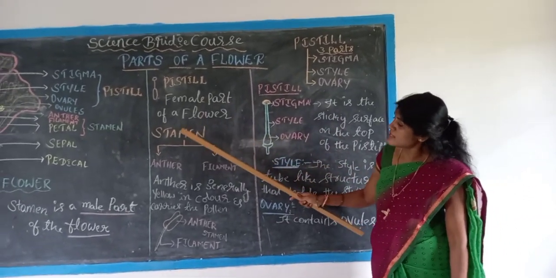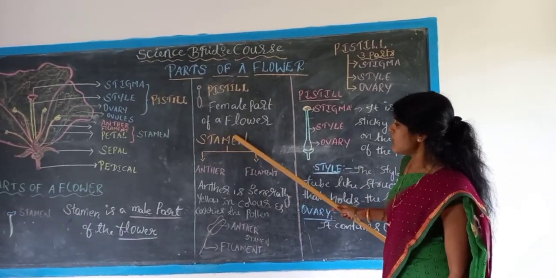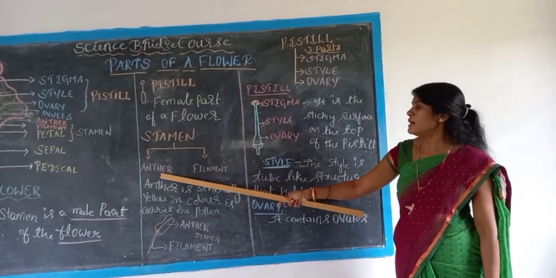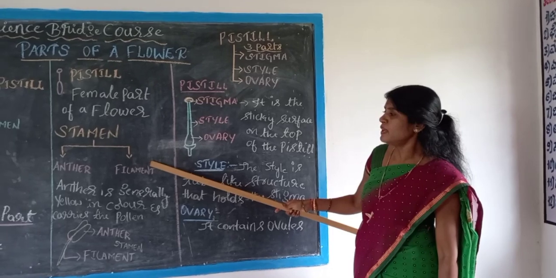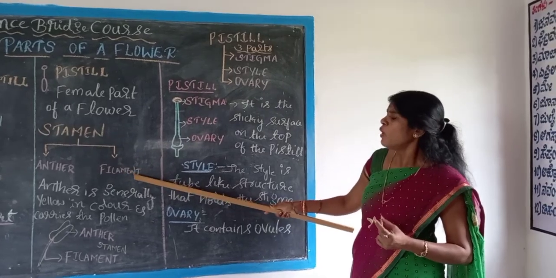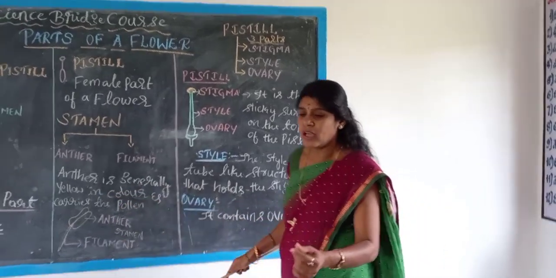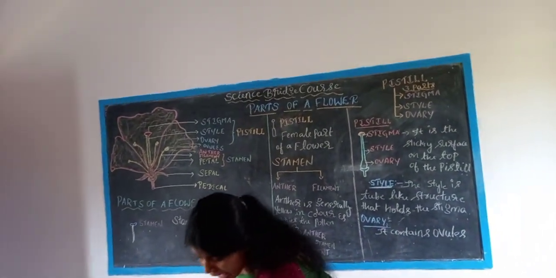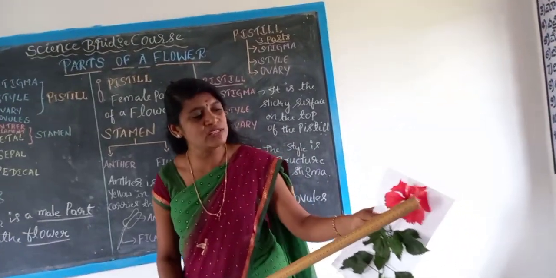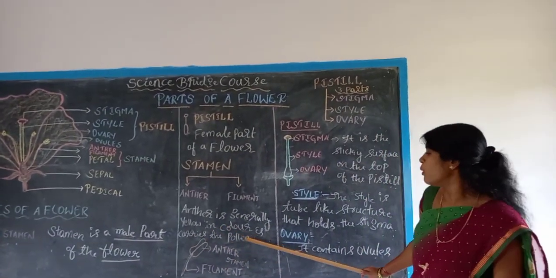Next we move on to the stamen. Stamen has two parts, that is anther and filament. What is this anther? Anther is generally yellow in color. I already showed in the flower that anther is yellow in color. This yellow part is called the anther and it carries the pollen.